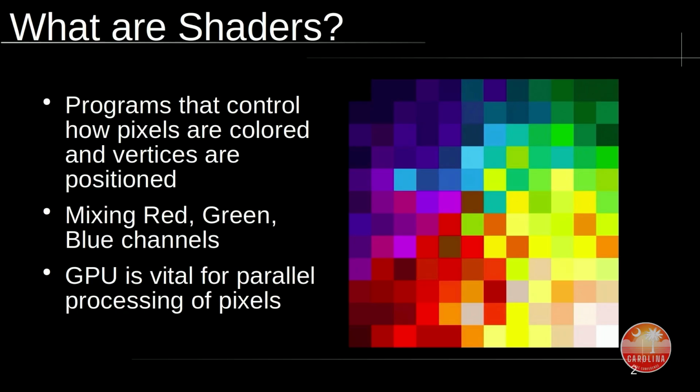Shaders are programs that tell a set of pixels what color they should be at a certain time. All the pixels can be any color as a result of mixing red, green, and blue channels. These channels can be controlled using various kinds of algorithms to create a wide range of effects. A vital part of this puzzle is the GPU. The GPU allows us to instruct millions of pixels simultaneously, and this enables us to create real-time graphics.